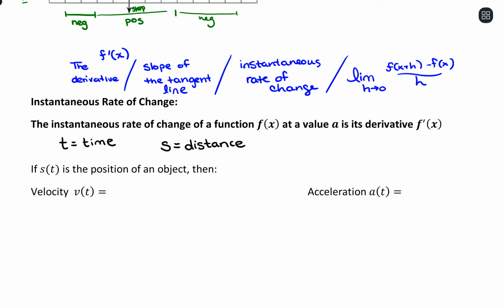So if s of t is the position of an object, so the output is mapping the distance away, t is time passing. The velocity of that function, so the velocity, if you think about like a car, that would be this measurement of miles per hour or kilometers per minute. Basically, it's how distance changes over a certain amount of time. So this is like looking at the change in s over the change in t.